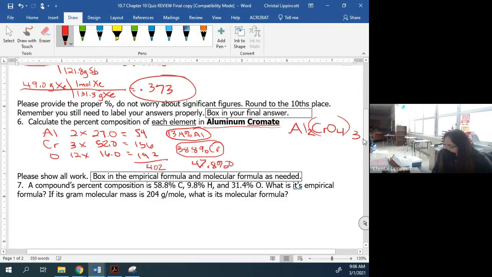47.8% oxygen. Okay? Now, these values, double check your work. These values should all add up to be 100. Or it could be 100.1 or 99.9, but it's going to be in that ballpark. If you go back and you add these up and they don't, then you goofed something. So go back and check your work, okay?